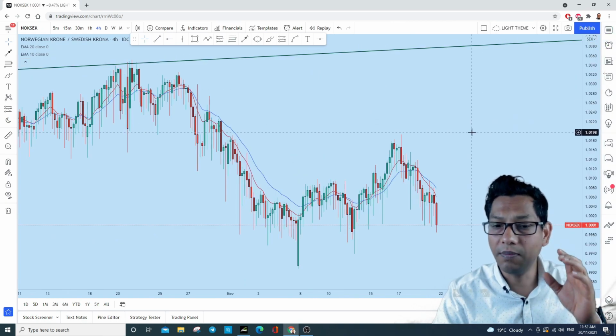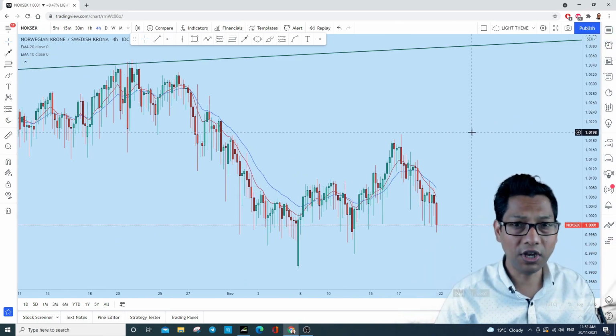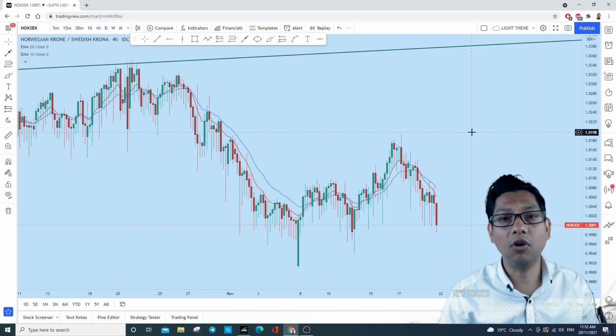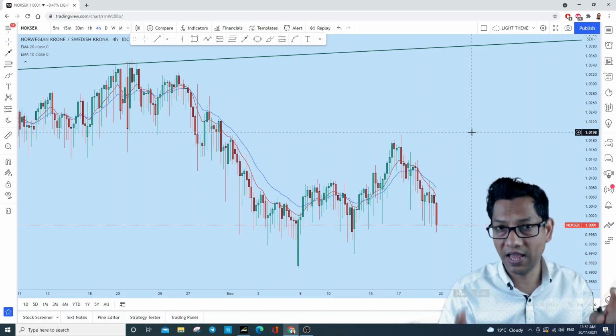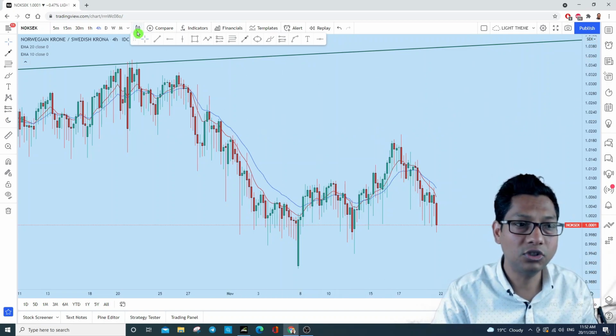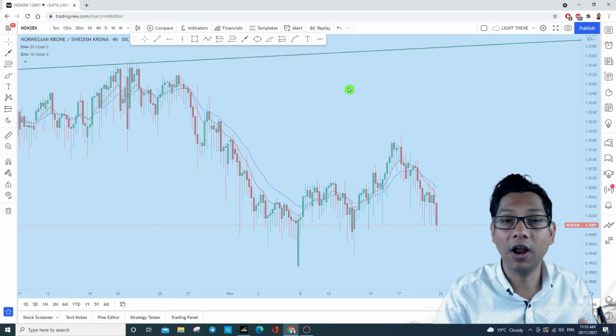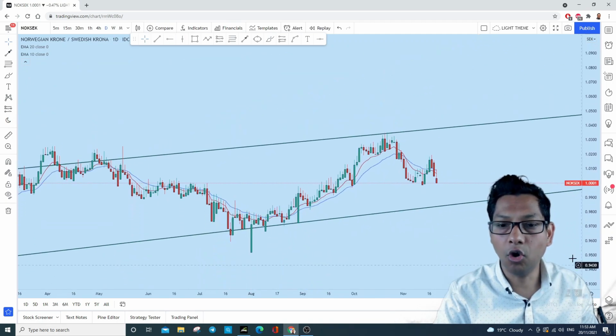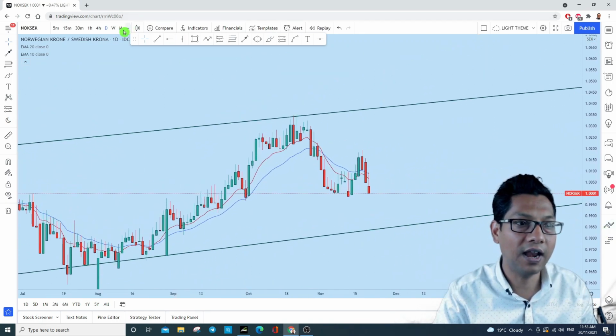Now before NOKSEK, remember this is an exotic pair. If you are a day trader or trading in the short time frame, then avoid trading this instrument. You can trade this instrument only based on the daily or higher time frame. So with that said, NOKSEK, just a quick analysis on this one.